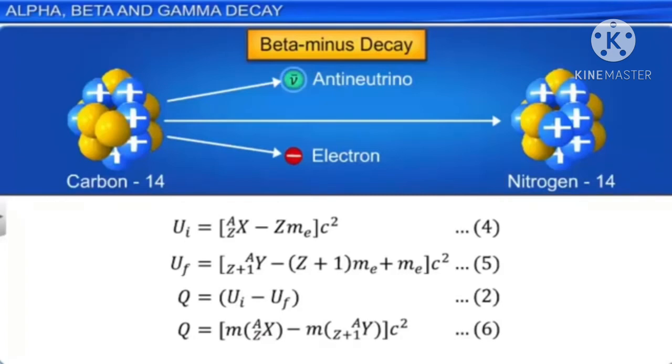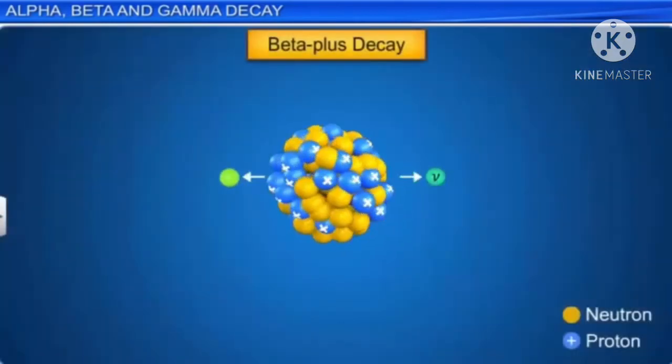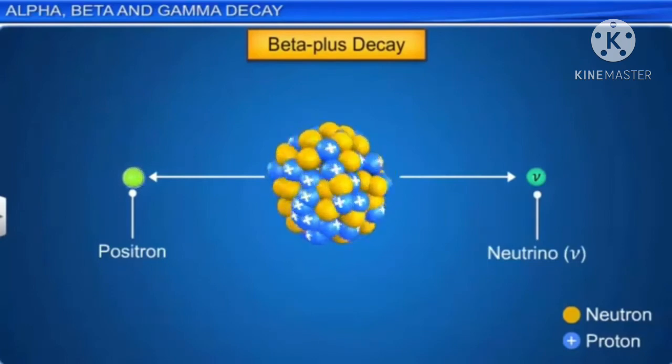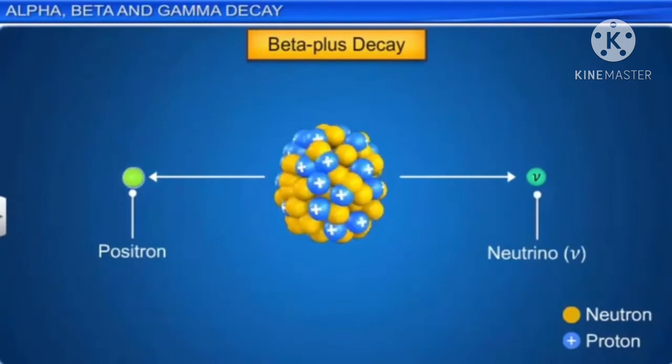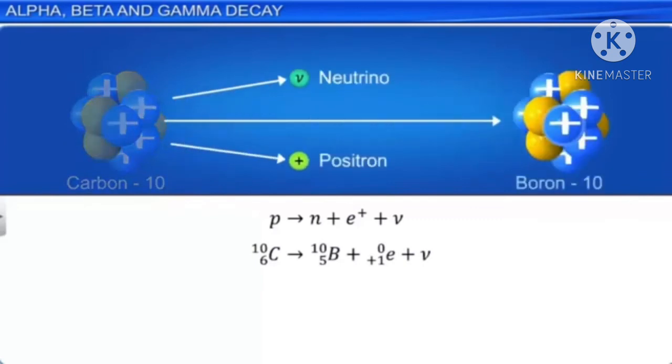Now let us study beta plus decay. The decay in which a positron is emitted is called beta plus decay. In this decay, a neutral, massless particle called a neutrino is also emitted. A neutrino is denoted by nu. For example, when carbon-10 decays into boron-10, it emits a positron and a neutrino. This is called beta plus decay since the particle emitted is the positron.